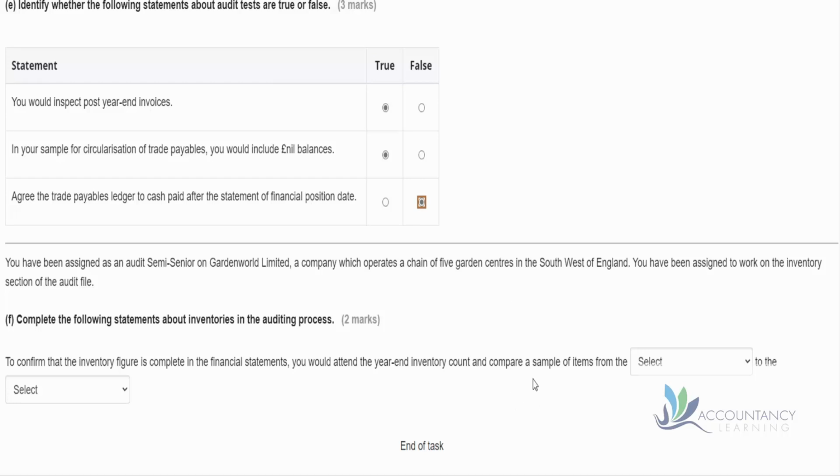So that means we're going to compare a sample of items from the, well, what's the source document? Is it the inventory sheet? Well, no, that's part of the accounts, isn't it? Non-current, well, no, that's irrelevant. There's nothing to do with inventory. So we'd start off with the physical inventory, wouldn't we? We're testing for completeness. We want to make sure that all the physical inventory has been included in the inventory sheets. So that's the direction that we're going here.